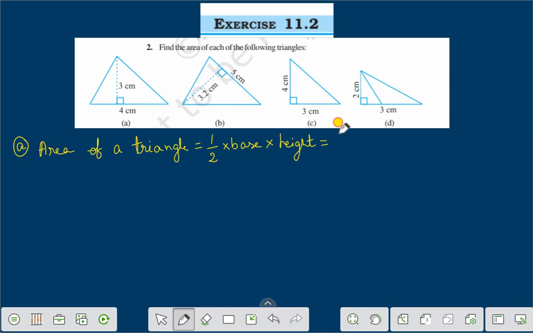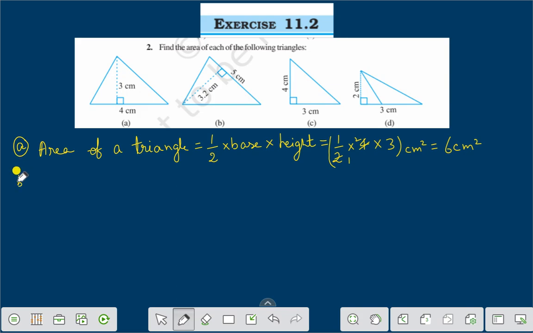Therefore, it is equal to 1 by 2 into base, which is 4 cm, and height, which is 3 cm. Since this is area, 2 into 3 is 6 centimeter square. So the area is 6 centimeter square. Now question number B.